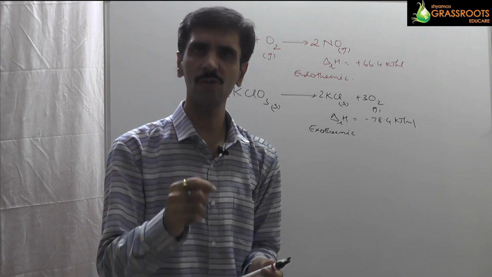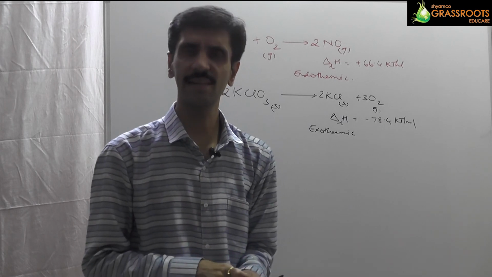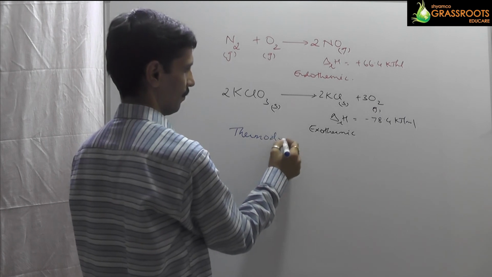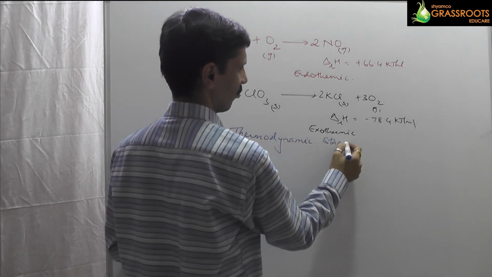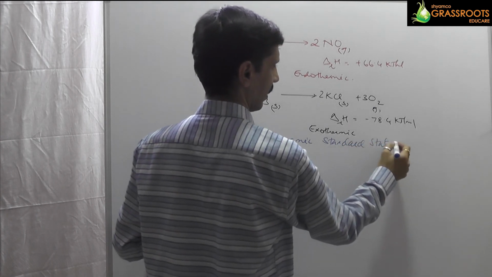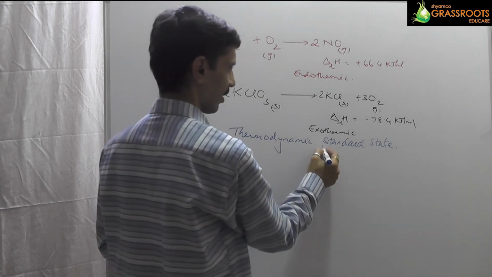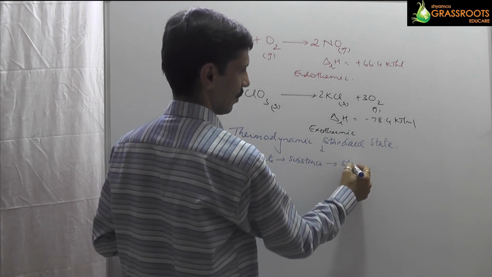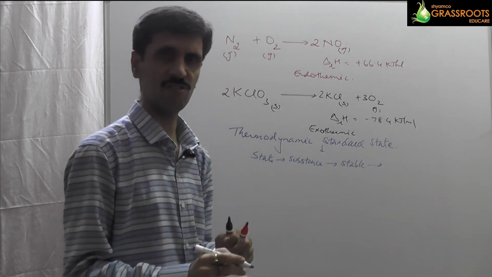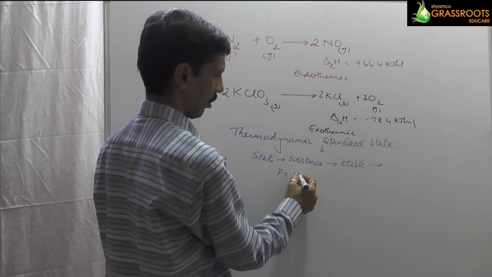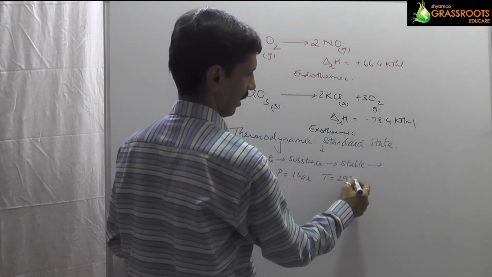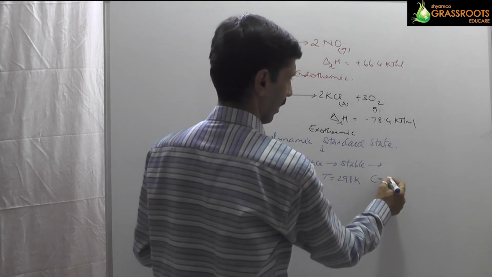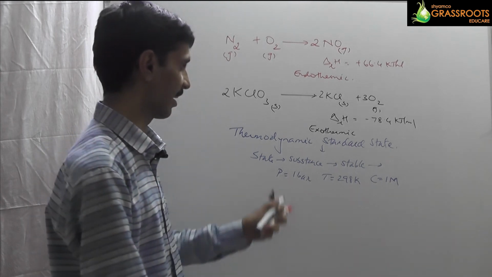another part, and that is, according to thermodynamics, what do you mean by the concept called standard state. All right, thermodynamic standard state. Now, my dear friends, when you talk about thermodynamic standard state, standard means what? Something which is known. So we are talking about a state where the substance is stable under known conditions. And what are those known conditions? Pressure is equal to 1 bar, temperature is equal to 298 Kelvin, and if I'm talking about a substance in the form of a solution, then the concentration has to be 1 molar. So these are the conditions to be kept in mind.